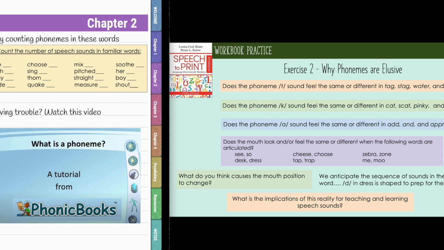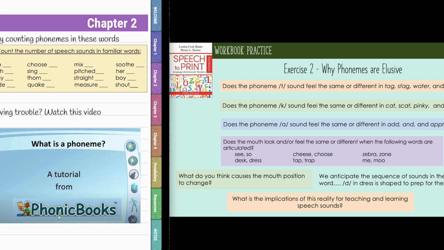Zh. That's a special sound that we don't have a clear representation for, that zh. It's the voiced version of the sh. Soothe, s, oo, th, is 3. Her has 2. Boy, b, oi, has 2. And shout, sh, ow, t, has 3 sounds.